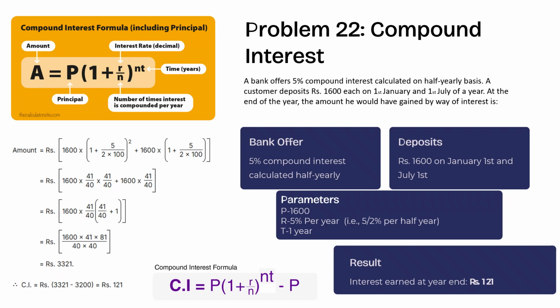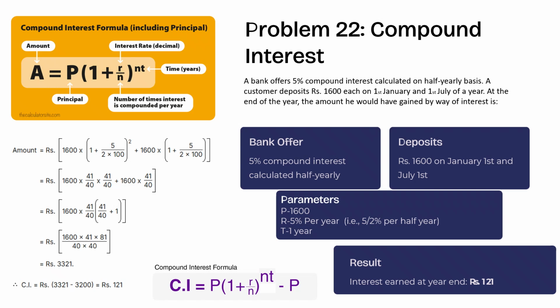The deposit amount is 1600 on January 1st and July 1st. We need to find the parameters from this problem. Parameter P, the principal, is 1600. R, the rate of interest, is 5% per year. In this case, half yearly means 5 by 2% per half year. T, the tenure, is 1 year.